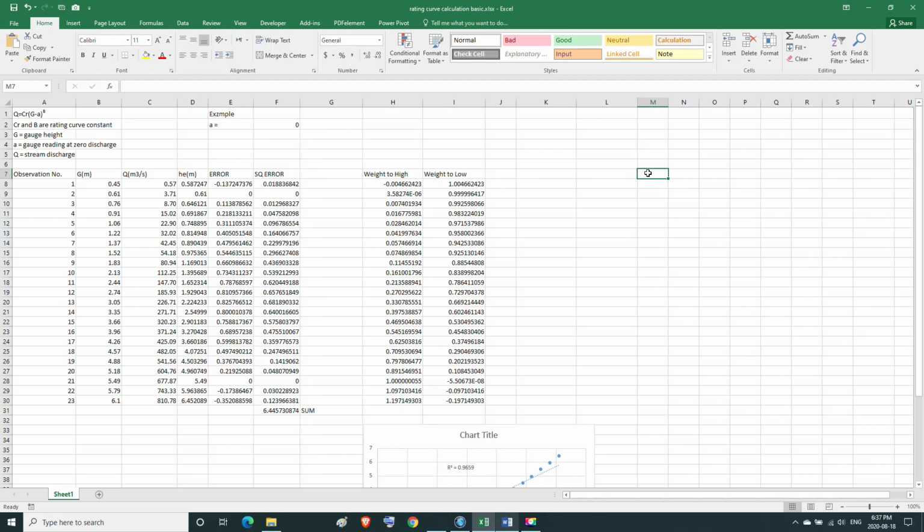We go to the next column and we type x, then we type y, then we type x y, then we type x squared, then we type y squared.